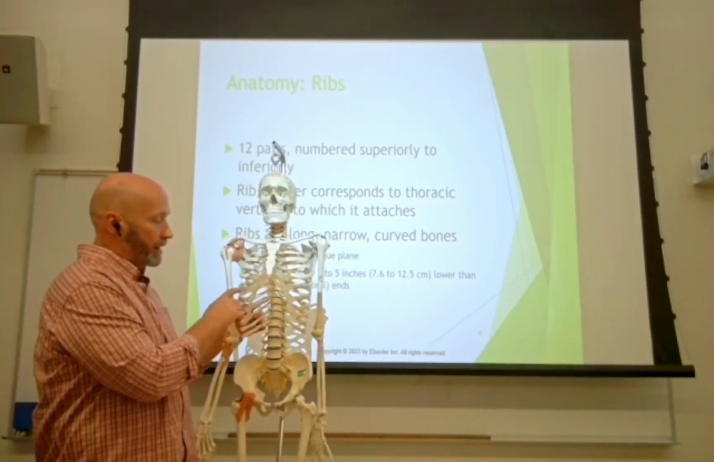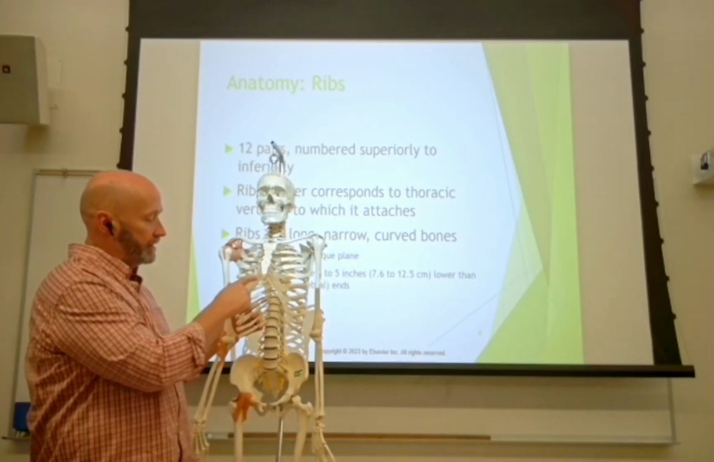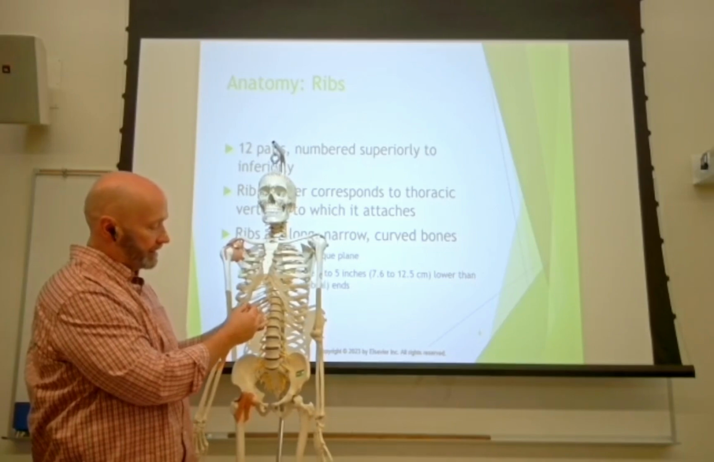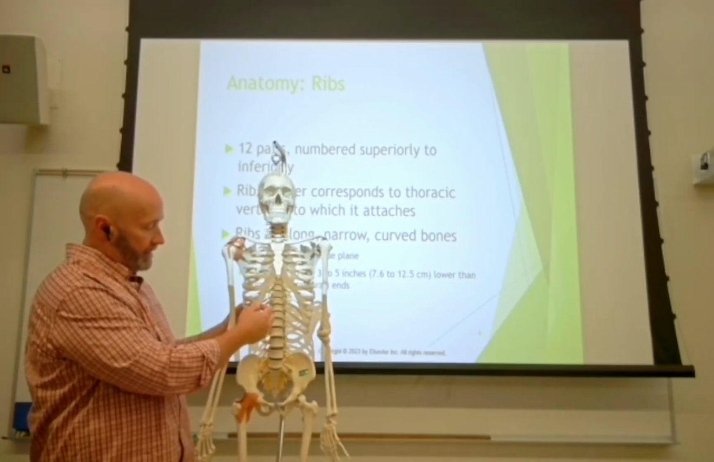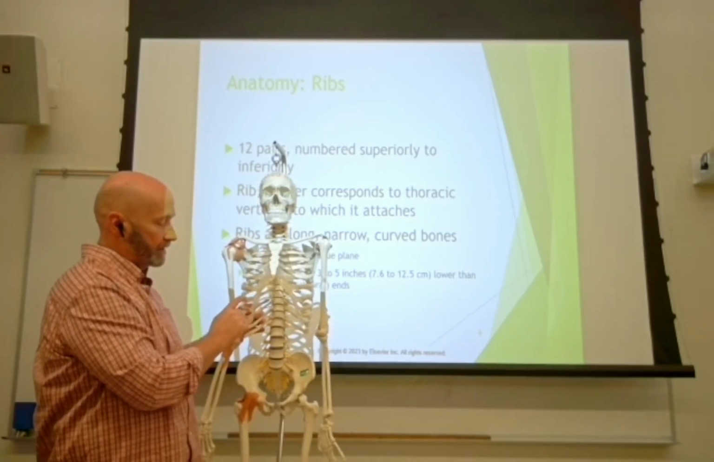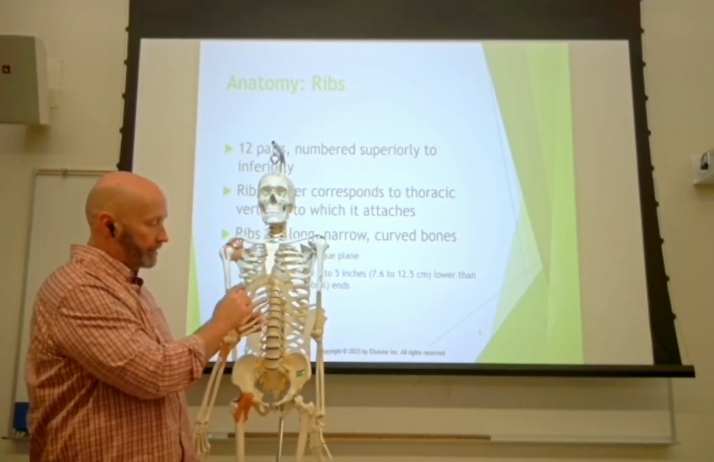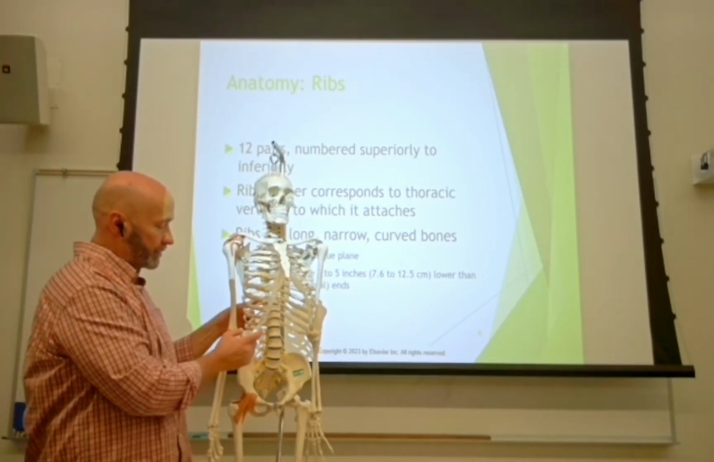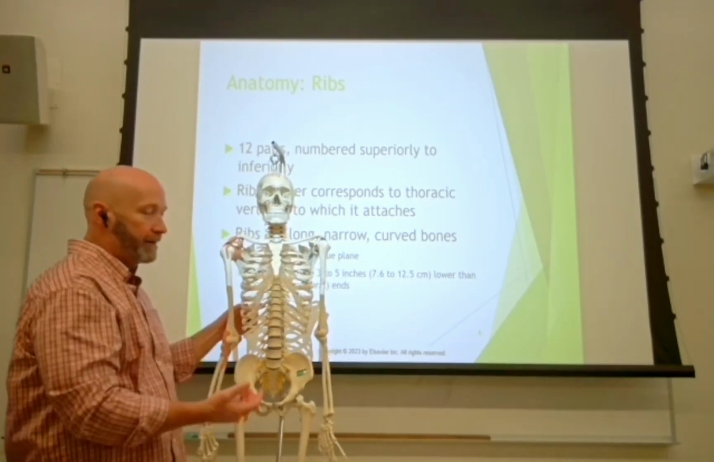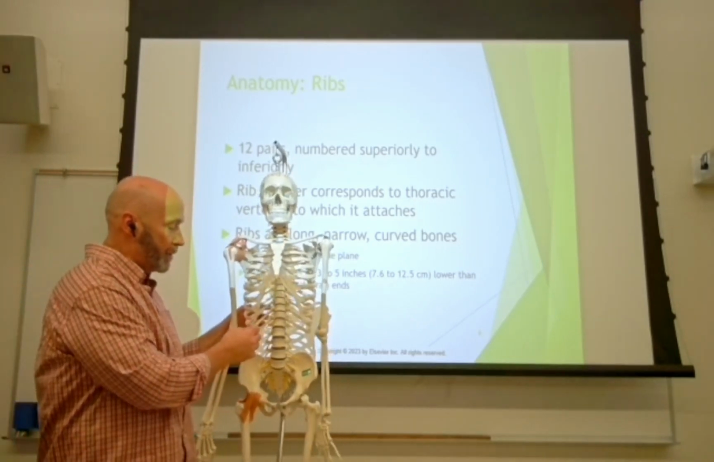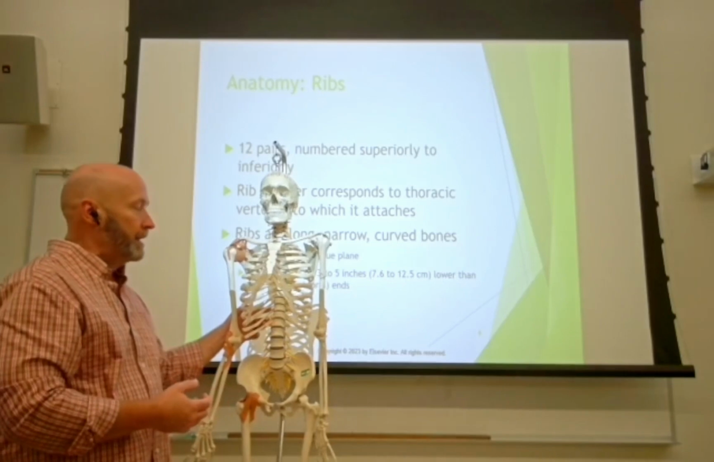So you've got direct connection to the sternum all the way down, and then eventually down here, you've got indirect connection. So this connects to the costal cartilage of this rib, and so on and so forth, until you get down to numbers 11 and 12, and those are what we refer to as our floating ribs, and they have no anterior connection at all.